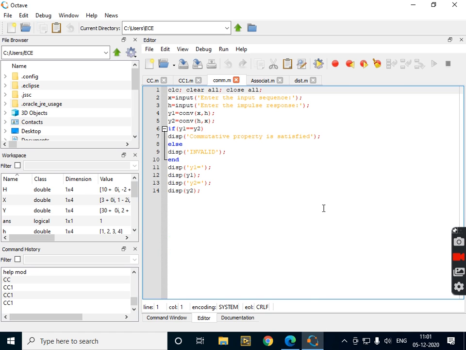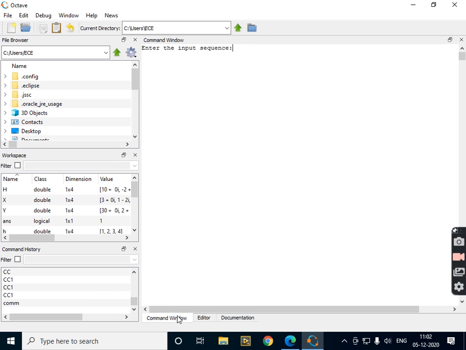So in the Octave program, the first property, commutative, is implemented. We'll be using a built-in function, which we studied in the previous lab, to obtain the convolution. We'll take two inputs from the user and compute the convolution between them in different arrangements. Y1 is the convolution between x and h, and y2 is the convolution between h and x. Now we'll compare these two results. If y1 and y2 are the same, then display commutative property is satisfied, else display invalid result, and then we'll display their respective results.